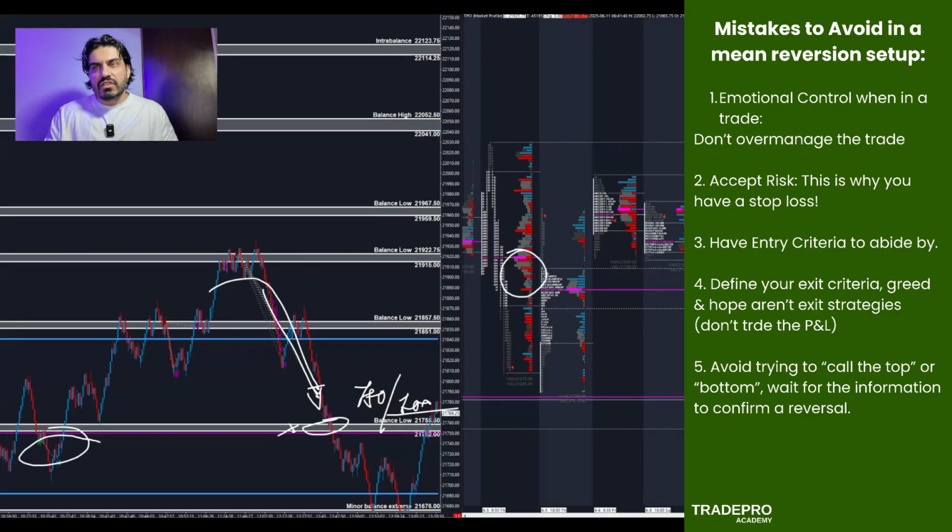Mistakes that I've made in the past with this pattern: traders like to call tops and bottoms simply because it's gone too far to the upside or the downside.